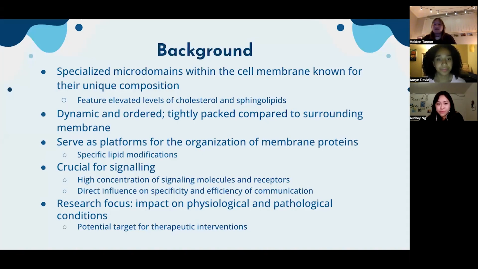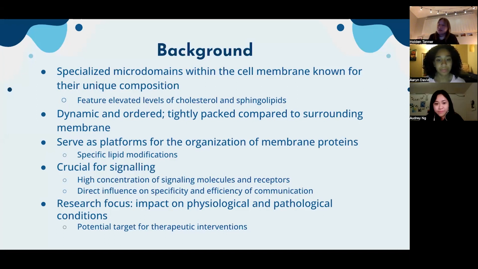And then some more specific background on lipid rafts. Lipid rafts serve as platforms for the spatial organization of membrane proteins. Proteins associated with these rafts often possess specific lipid modifications, which facilitate their selective localization within these microdomains. They do feature elevated levels of cholesterols and sphingolipids. These rafts are dynamic and ordered. They're very tightly packed compared to the surrounding membrane, and they are crucial for cellular signaling processes.